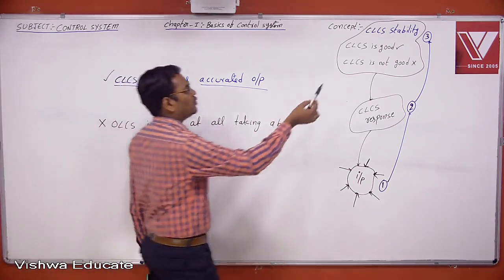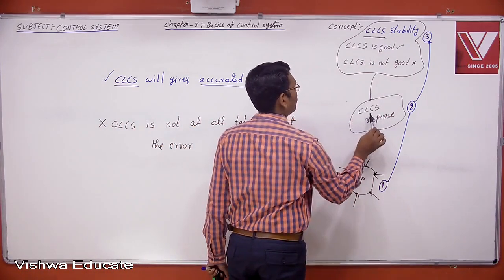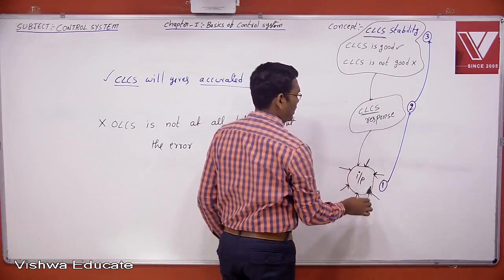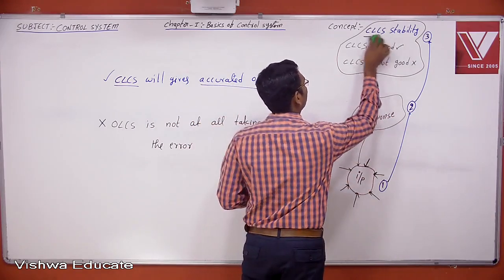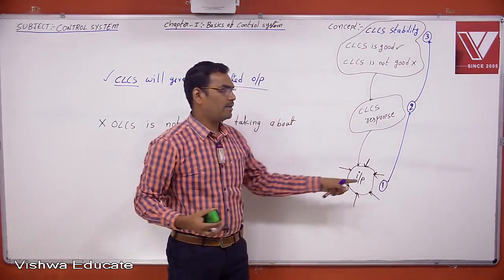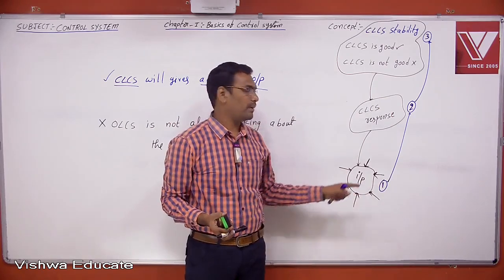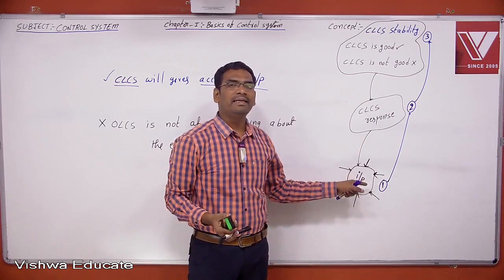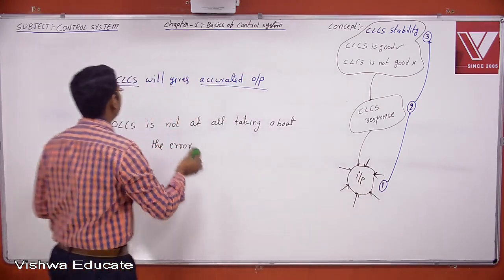That's what I am choosing here: closed loop control system stability, closed loop control system response, and what are the different types of inputs. So now where will we start? We will start with number 1. What are the different types of inputs? What are the different types of theoretical or practical inputs available? First we will see.